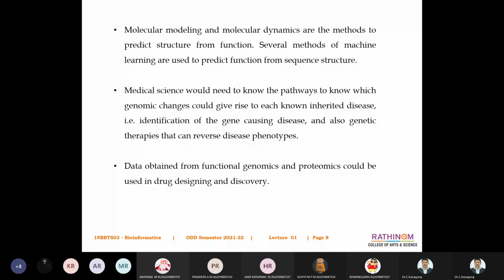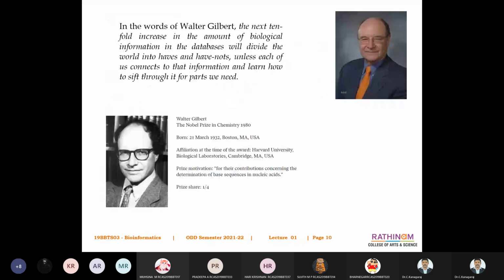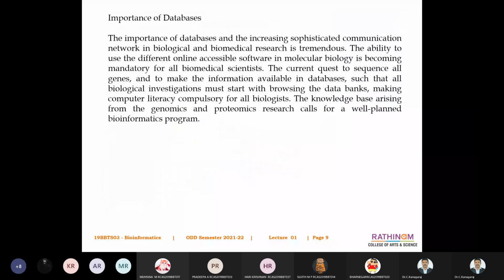Okay, so next thing, medical science would need to know the pathway to know which genome change could give rise to each known inherited disease, identification of genes causing disease, and also genetic therapies that can reverse disease phenotypes. Then data obtained from functional genomics and proteomics would be used in drug designing and drug discovery. So all of this we can use for bioinformatics.